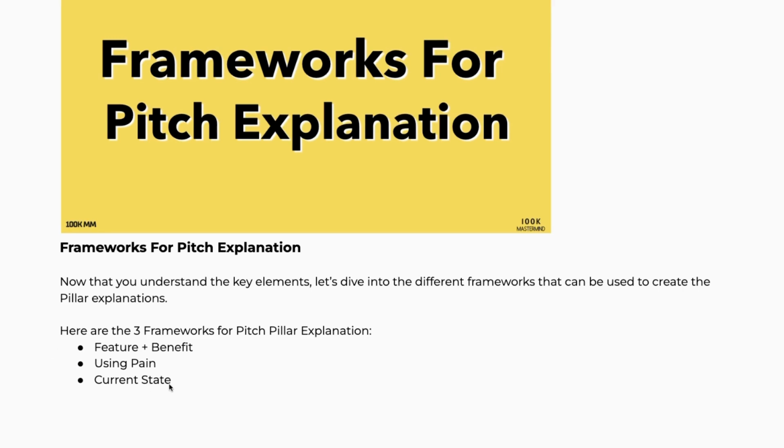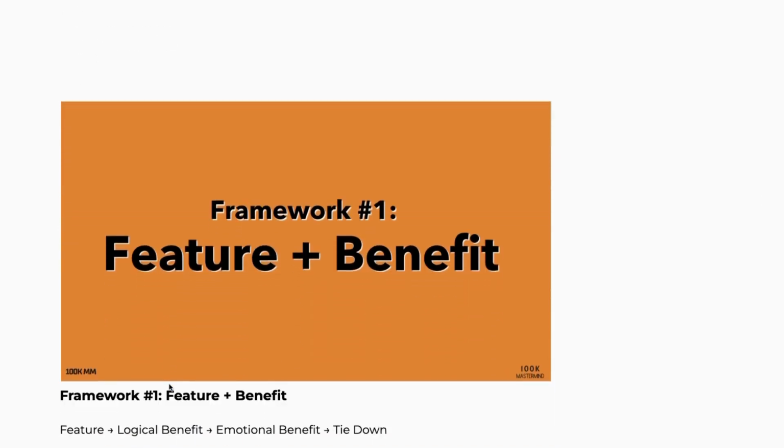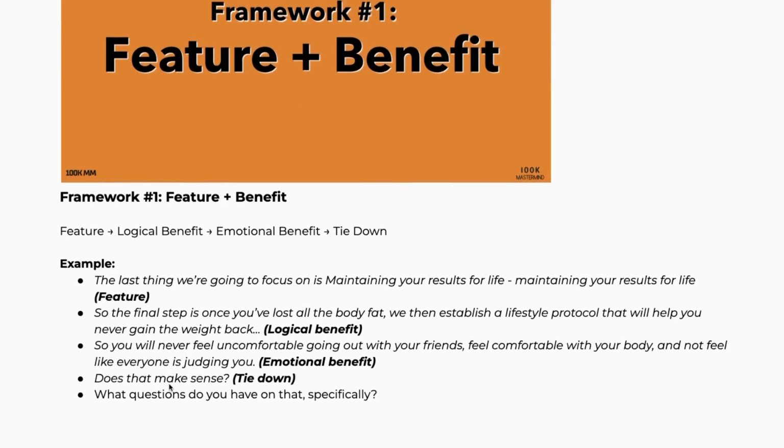All right. So let's actually dive into the first one, which is the feature plus benefit framework. And the way this framework works, right? No pun intended. The way this framework works is that it starts with the feature, then we go over into the logical benefit, then we explain the emotional benefit, then we go into the tie down. Now, this framework will work really well with pillars 3 and 4. Usually the last pillars are the ones that this will work really well with. Now, is that saying you can't use these for pillar 1 and pillar 2? You can, but it's not the one that goes very in depth, right?